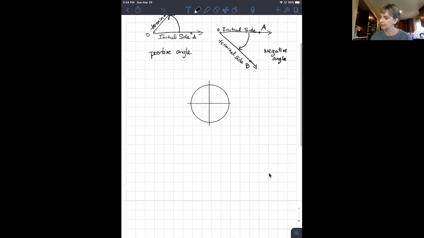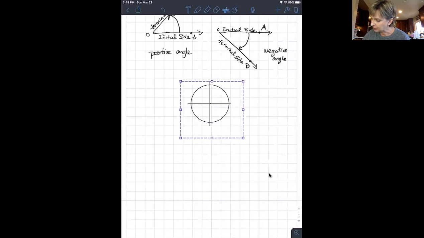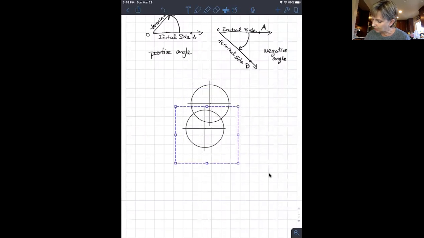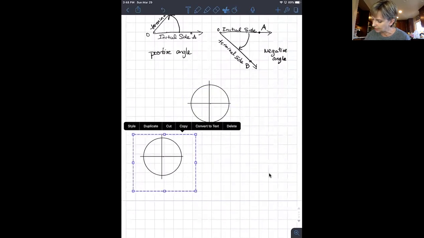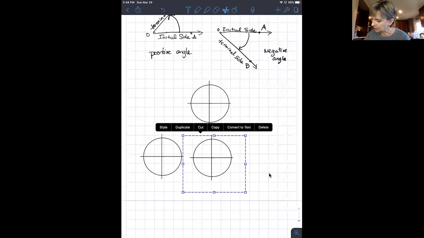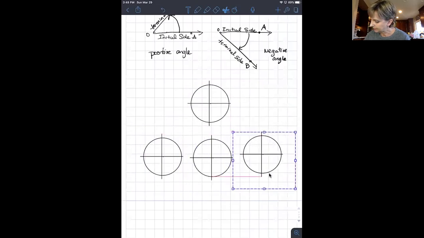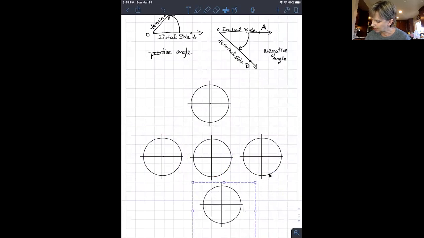Okay, so the next thing we're going to talk about is what a radian is. I'm going to go ahead and just snag this little circle first before I start writing on it, and I'm going to duplicate it and copy it down here a couple of times before I start doodling on it.